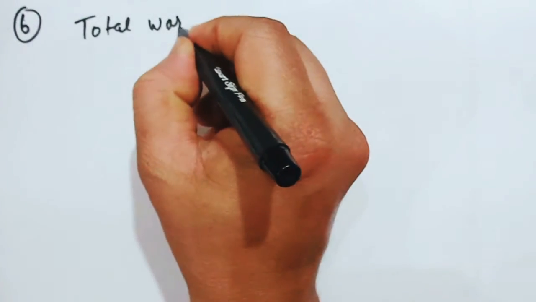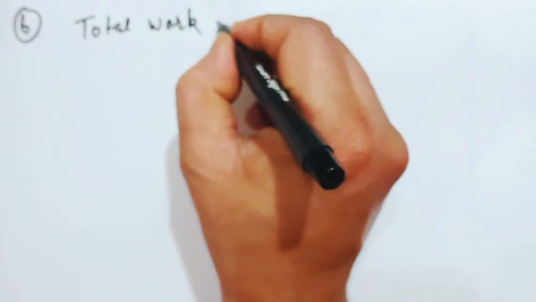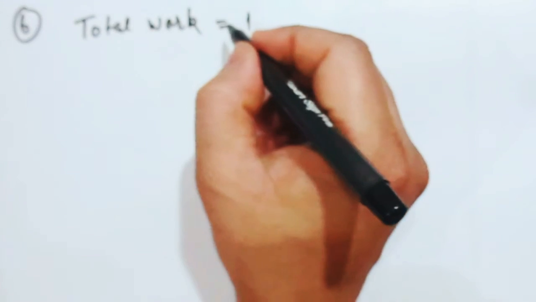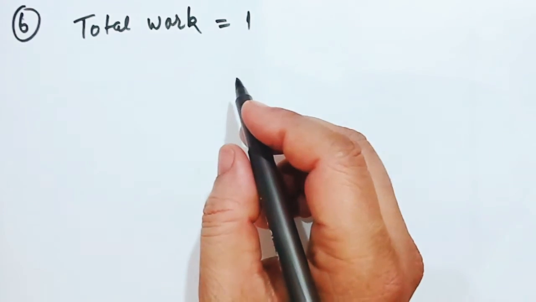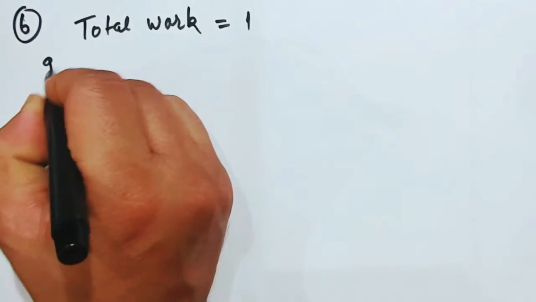is taken as 1. Total work is taken as 1. Total work is taken as 1. Now this girl, I'll write girl.